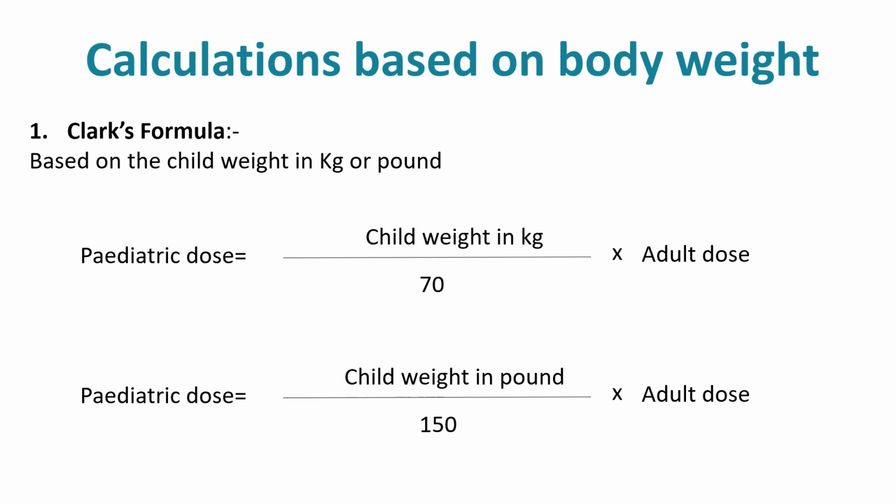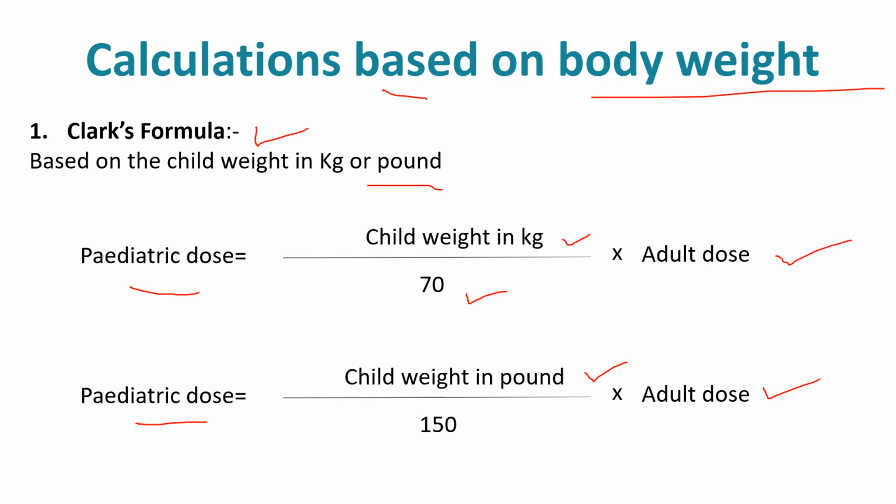Next, we'll discuss calculations based on body weight. So first, Clark's formula will be used here. Based on the child weight in kg or pound, there are two formulas. First, pediatric dose when the child's weight is given in kg. So the first formula is pediatric dose is equal to child weight in kg upon 70 into adult dose. Next is pediatric dose is equal to child weight in pound upon 150 into adult dose. Therefore, when the child's weight is given in kg, we have to use the first formula, and when the child's weight is given in pounds, we have to use the second formula.